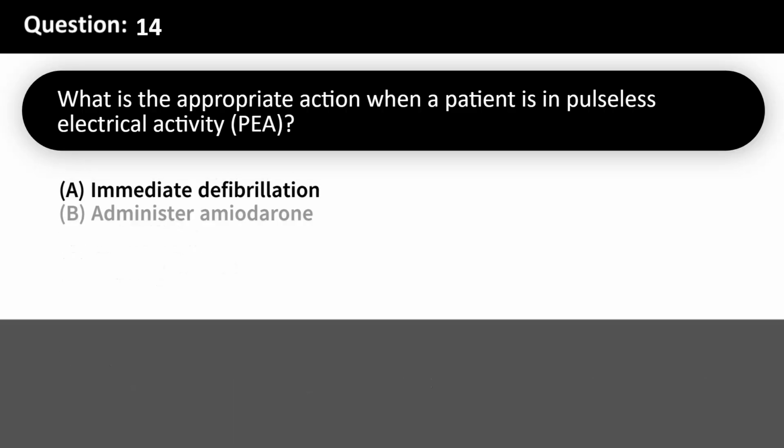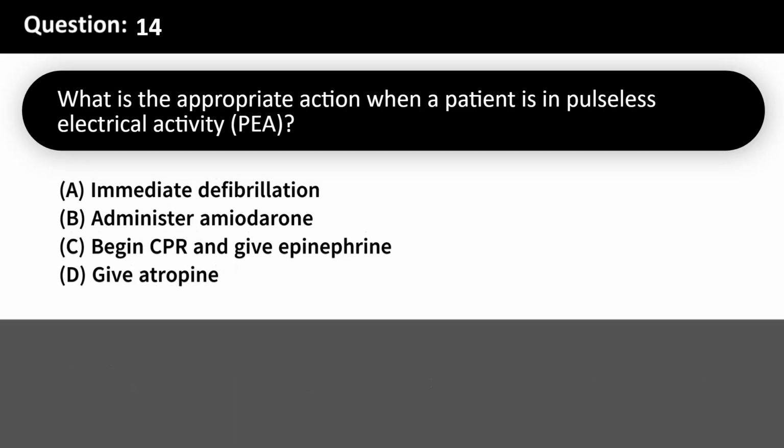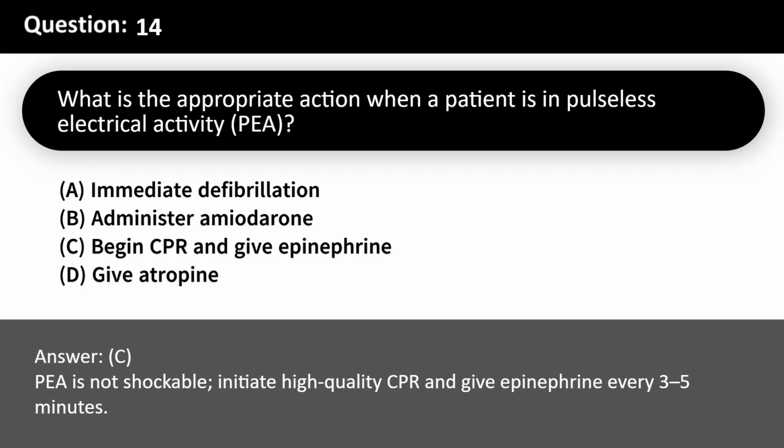What is the appropriate action when a patient is in pulseless electrical activity, PEA? A. Immediate defibrillation. B. Administer amiodarone. C. Begin CPR and give epinephrine. D. Give atropine. Answer: C. PEA is not shockable. Initiate high-quality CPR and give epinephrine every 3 to 5 minutes.